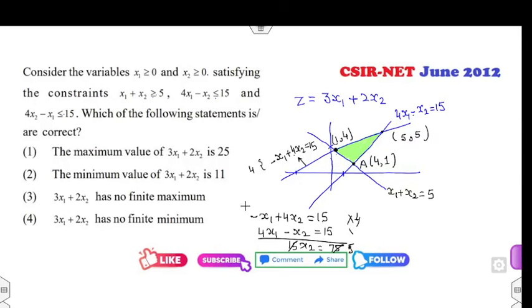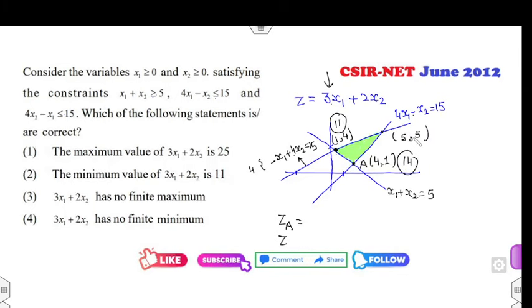Now you can find the optimal value. What is the objective function? 3x1 + x2. What is the value at point A? It is 3, 8, 11. At this point, the value is 11. At this point, 12 plus 2, 14. At this point, 20, 25. Fine. So the maximum value is 25. Minimum value is 11. No finite maximum is the wrong option.